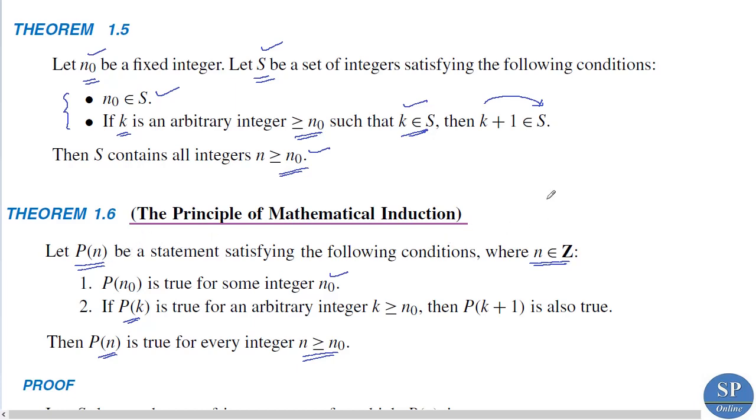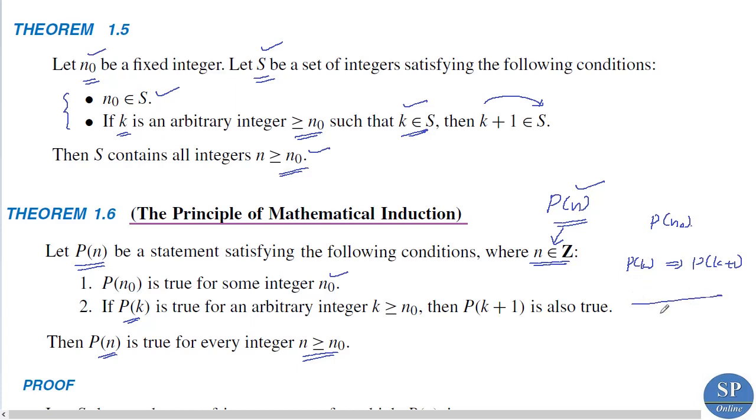That is, suppose we have a statement P of n which depends on n belongs to Z, and this statement satisfies these two conditions. The first condition is P of n naught is true for some integer n naught, and the second condition is P of k is true implies P of k plus 1 is true for an arbitrary integer k which is greater than or equal to n naught. Then P of n is true for every integer n greater than or equal to this n naught.